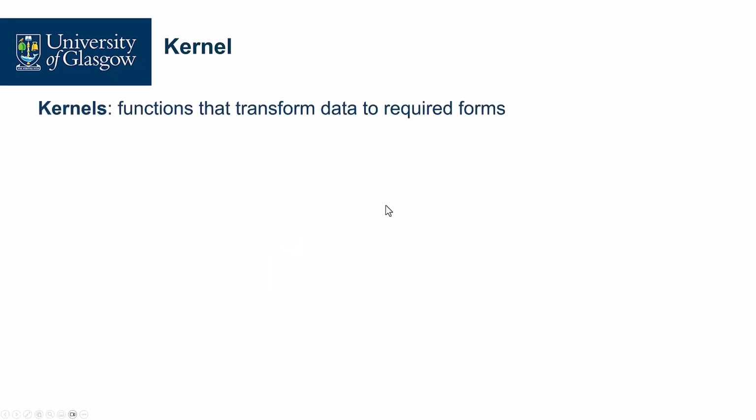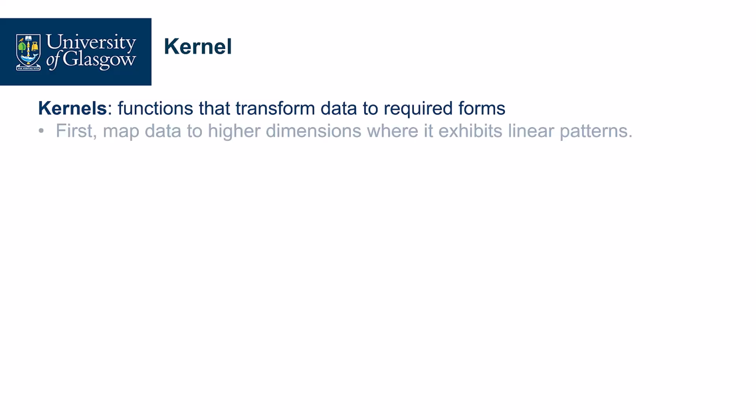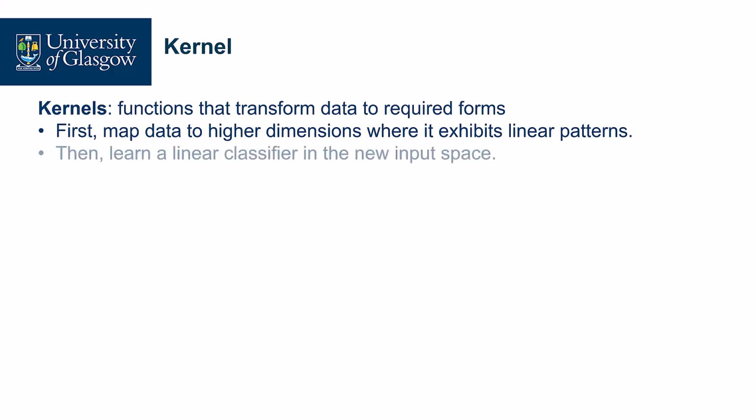First concept is a kernel. Kernels are functions that transform data to some required forms. Normally we observe that in lower dimension, the data may be highly nonlinear. But when we map it to the higher dimension, it becomes linearly separable. So we first map the data to higher dimensions. In this space, we have linear patterns. Then we can use a linear classifier in the new input space, or we call it the feature space, right? Then the problem is solved.